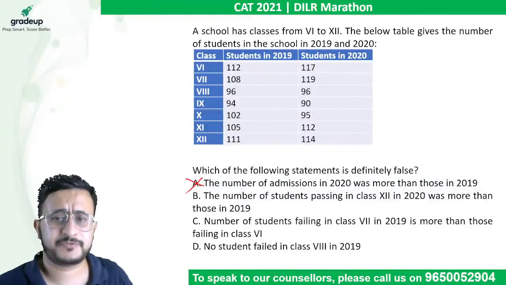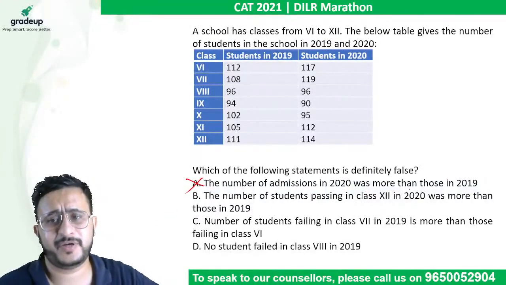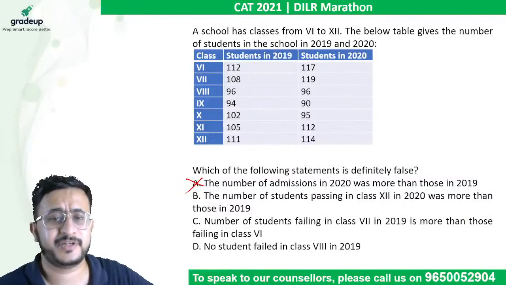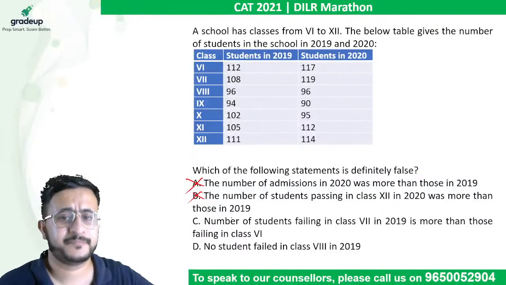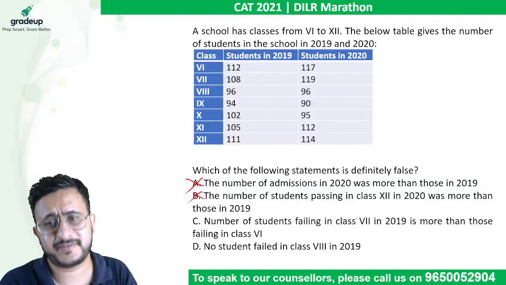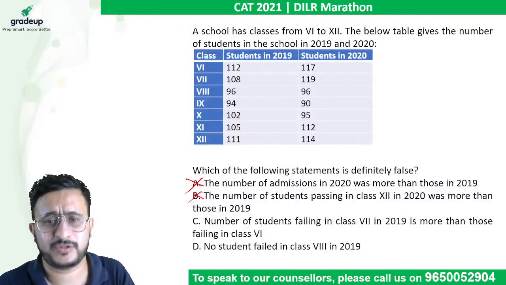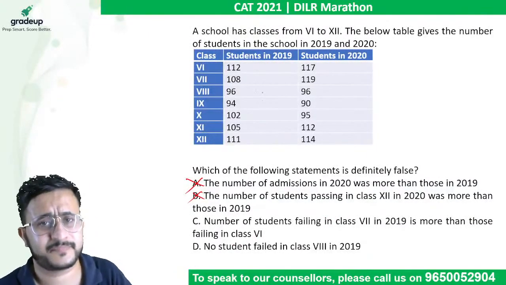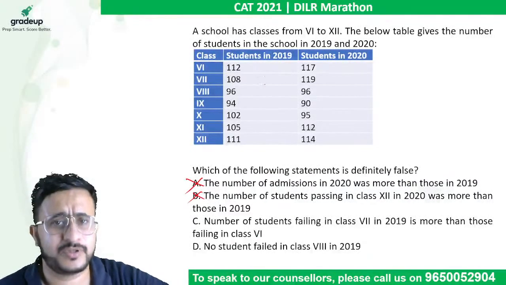Okay? The number of students passing in class 12th in 2020, 2020 का तो result की बात ही नहीं हुई कहीं. So that we cannot find out, right? Number of students failing in class 7th in 2019 is more than those failing in class 6th. How can you say that less students failed in class 6, right? Suppose यहाँ students बहुत कम join हुए, right?